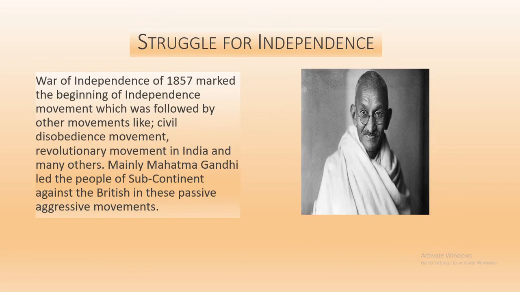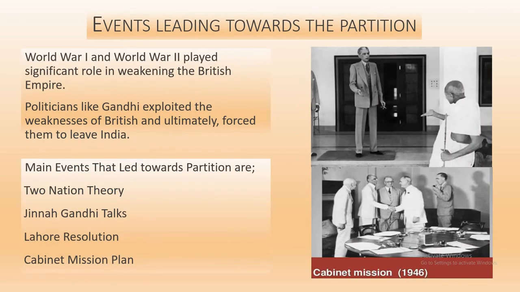The War of Independence of 1857 marked the beginning of the independence movement, which was followed by other movements like the civil disobedience movement, the revolutionary movement in India, and many others. Mainly, Mahatma Gandhi led the people of the subcontinent against the British in these passive-aggressive movements. World War I and World War II played a significant role in weakening the British Empire.